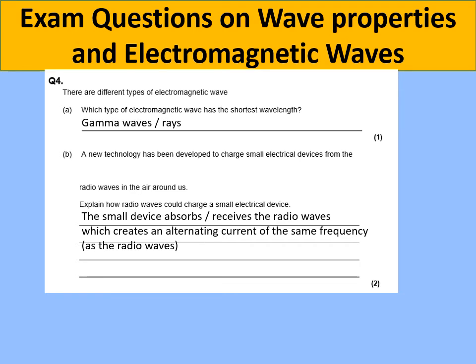Okay, and now part B. A new technology has been developed to charge small electrical devices from the radio waves in the air around us. Explain how radio waves could charge a small electrical device. We could say the small electrical device absorbs or receives the radio waves, which creates an alternating current of the same frequency as the radio waves.